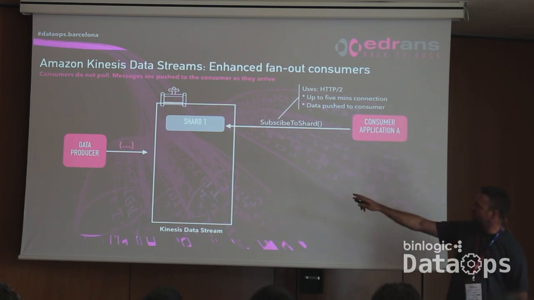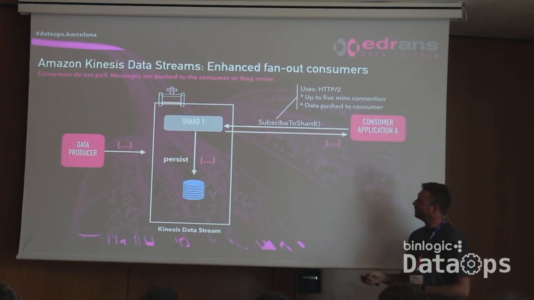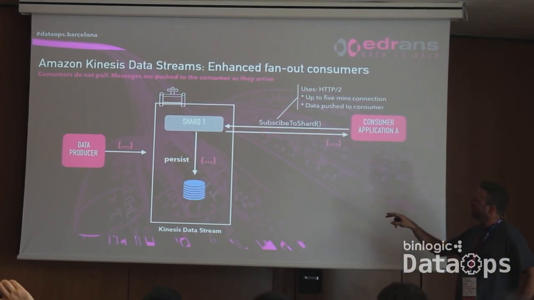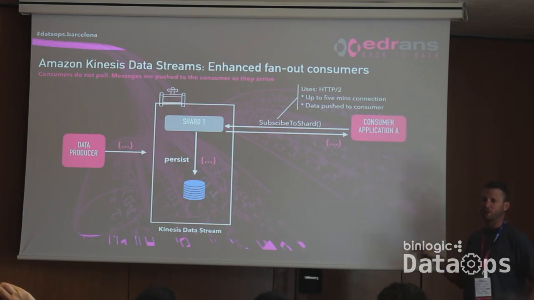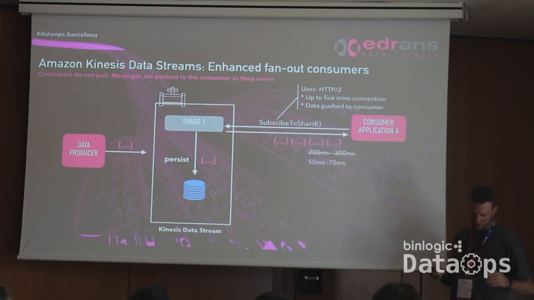That curly brace is our piece of data coming in. The shard will persist it and send it to the consumer application right away, and it's going to continue doing that over and over again. So our consumer is going to be receiving data quite often, within 50 milliseconds to 7 milliseconds. That's the great improvement of these new fan-out consumers. Actually, it's quite fast. Contrasting with the previous case of the GetRecords call, which was 200 to 300 milliseconds, I think that's much better.